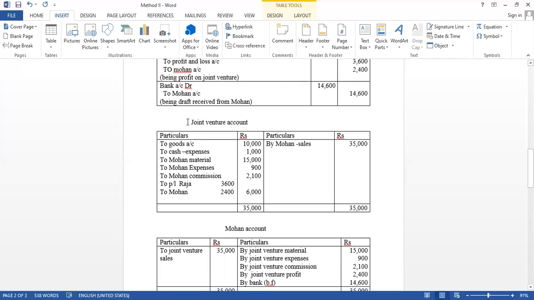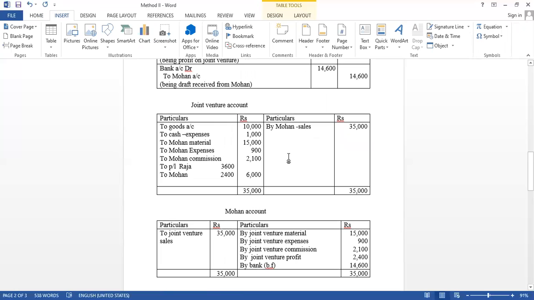First, the joint venture ledger. It is similar to the trading account. Total sales is 35,000. What are the expenses? Raja contributed 10,000 worth of goods and he made expenses 1,000. Mohan contributed goods rupees 15,000. He made expenses 900 and Mohan's commission is 2,100. So the balance is 6,000. We had a profit on the joint venture.